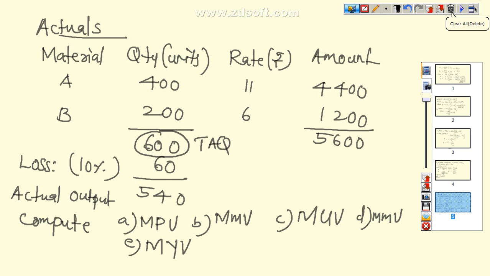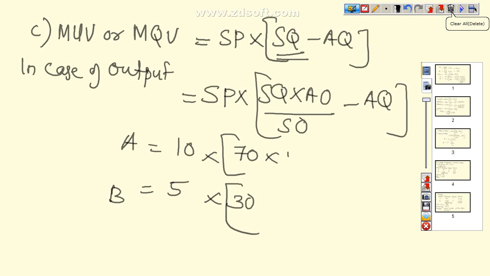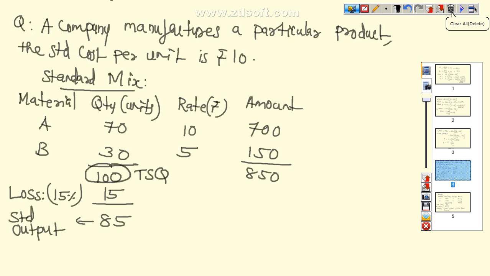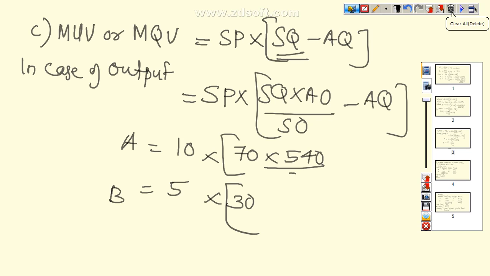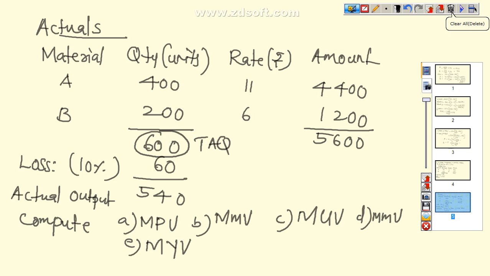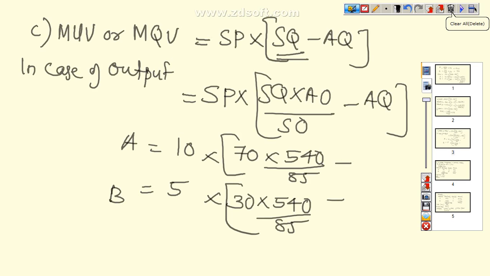So here we write 540 upon standard output, which is given in the question, that is after deducting loss, 85 units. So here we write 85. And in case of B material also 540 upon 85 minus actual quantity, which is given in the question, that is 400 and 200. We write it here 400 and 200.